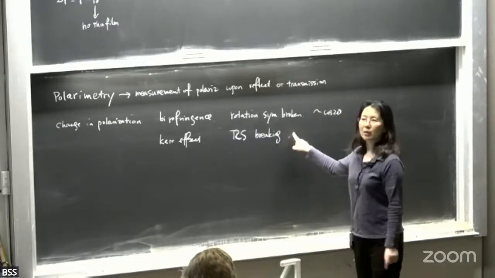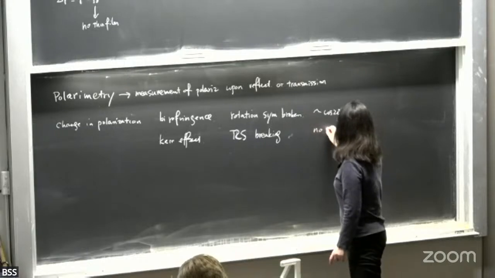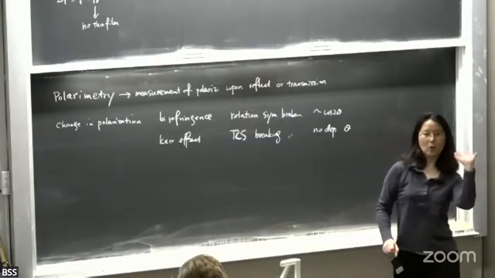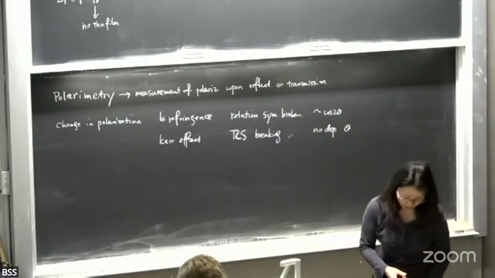So this is cosine 2 theta dependence. And for left and right circularly polarized light, there is no dependence on theta. So this is a quick way to check whether it's rotational symmetry breaking or time reversal symmetry breaking.